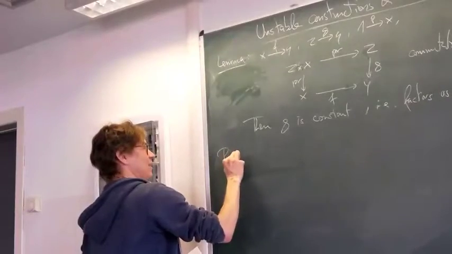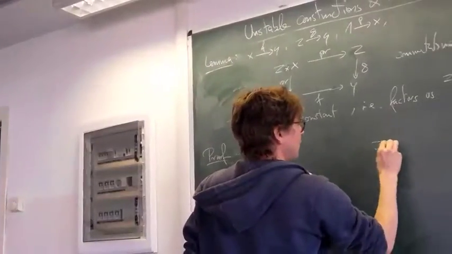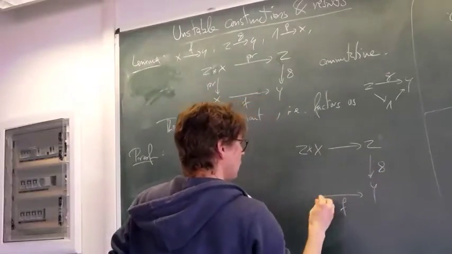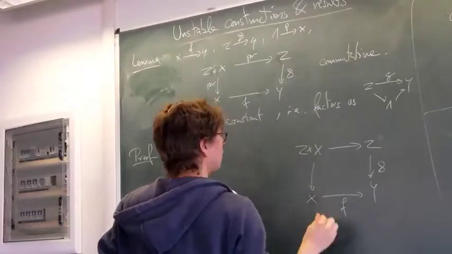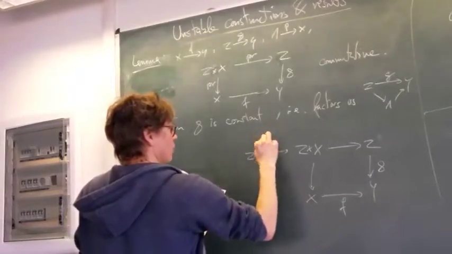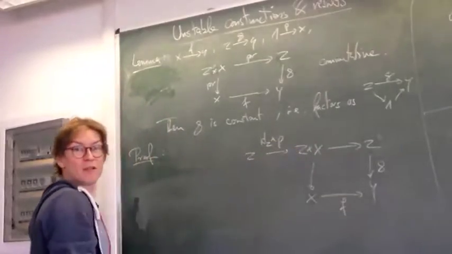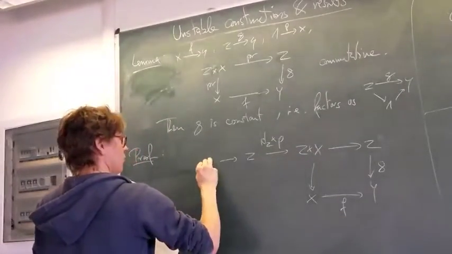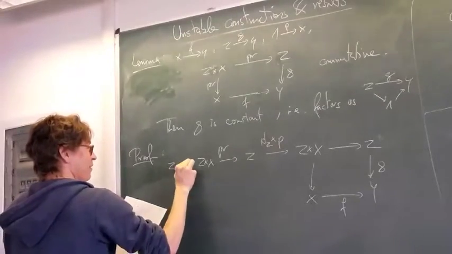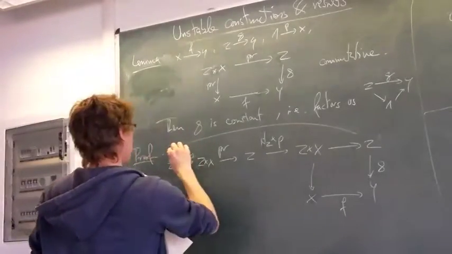That's the statement so far. And why is it true? Well, we take this diagram that we are given, and we enhance it with a few things. We have this point of X, we can come from here for that. We have again the projection to that. We can again come from here with the points, and convince yourself that the outer thing is identity.